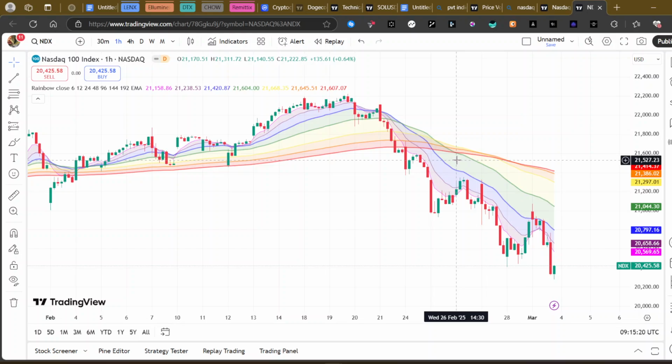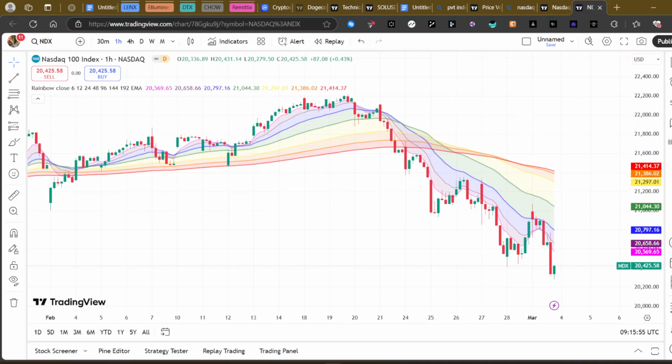So what exactly is the rainbow moving average? It's a combination of multiple moving averages, as we can see here on the chart, stacked together, creating a layered effect that visually represents the strength and direction of a trend. Now, each line in the rainbow moving average represents a different moving average length. The shorter term moving averages react quickly to price changes, while the longer term moving averages smooth out the noise.